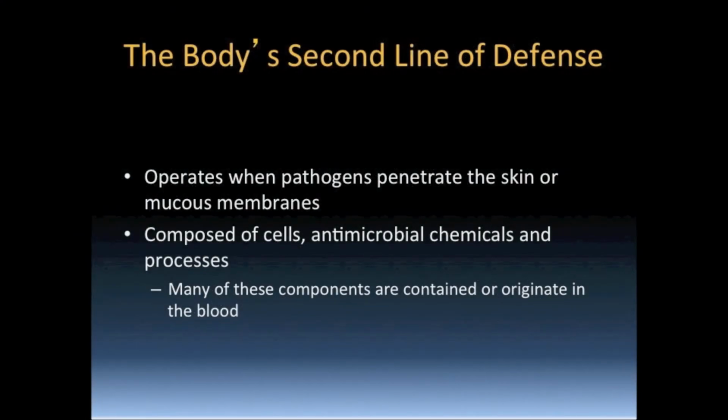The second line of defense is activated when pathogens penetrate the first line of defense. The second line of defense includes immune defensive cells, chemicals, and processes that non-specifically act to destroy the pathogen. Many of the components we will encounter originate in the blood or are contained within the blood. We will begin our study of the second line of defense by examining the components of the blood.